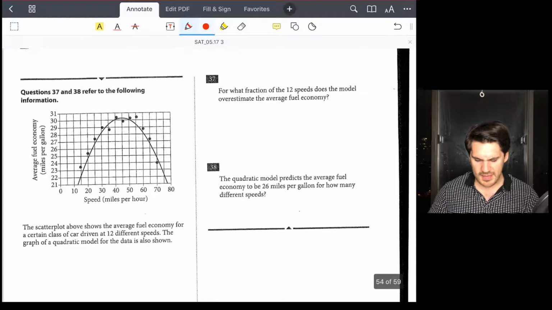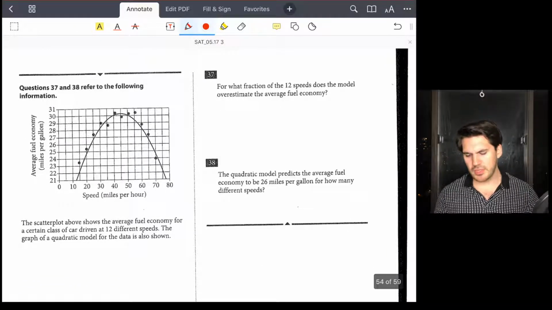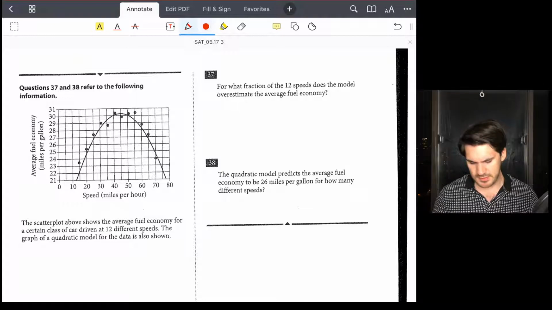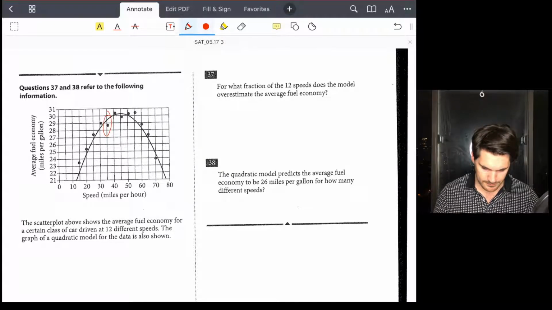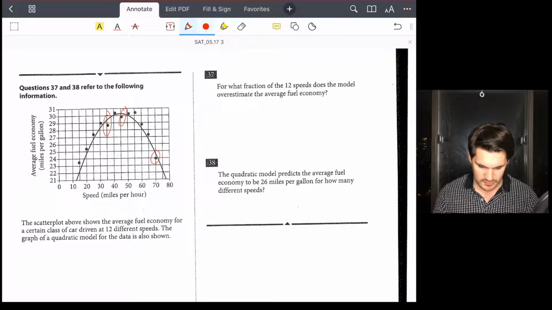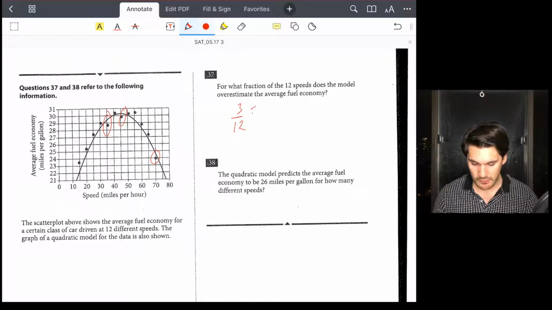Okay, and at long last, the last couple of questions. We're given a graph of a bunch of speeds here. And 37, for what fraction of the 12 speeds does the model overestimate the average fuel economy? So let's see where the model is greater than the dots. It looks like here's a spot, here's a spot, and here's a spot. So that's 3 out of 12. So that can be the answer. You can bubble in 3 out of 12 or 1/4, whichever one you want.